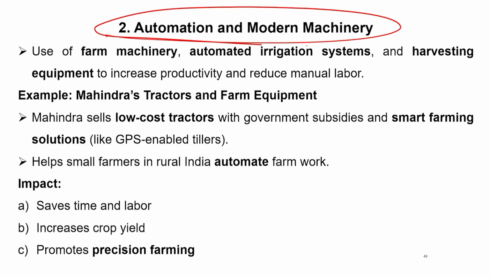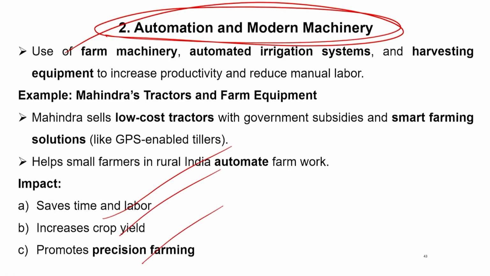ignore automation and modern machineries. The traditional method is still existing, but the farmer has to understand, and now companies are positioning how modern machineries and automation will help in soil productivity, good crop yield, and timely work. So with the same time and labor, they increase crop yield and promote precision decisions.